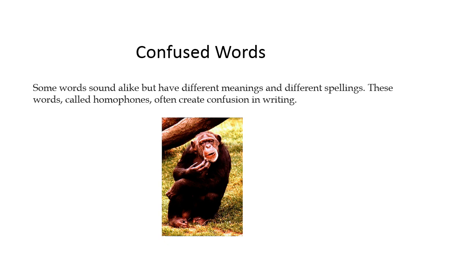Okay, this lesson is about confused words. Some words sound alike but have different meanings and different spellings, and we call these words homophones. These often create confusion in writing, and there's no real grammatical trick about these. This is a matter of usage and correct usage.